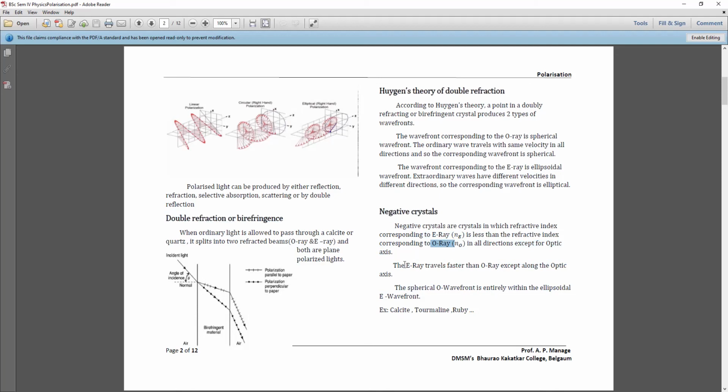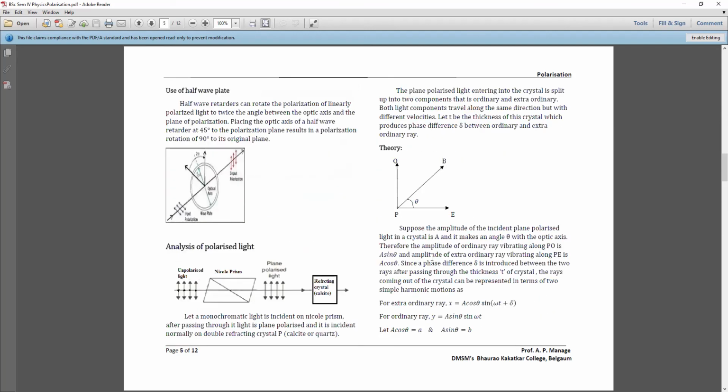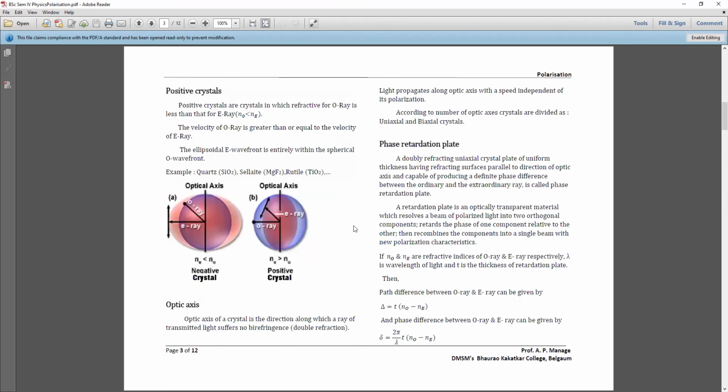Okay. And in this negative crystal, the extraordinary ray moves at higher speed compared with the ordinary ray, because the ordinary ray has the higher refractive index, so its speed is very less. Okay, so this is a negative crystal. And the positive crystal is the opposite. The refractive index of the ordinary ray is less than the refractive index of the extraordinary ray.